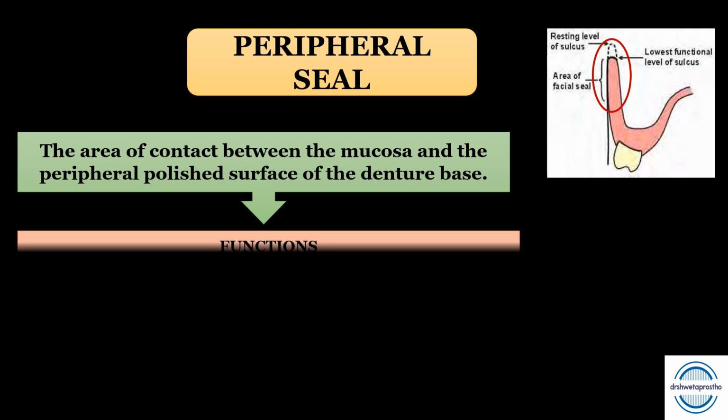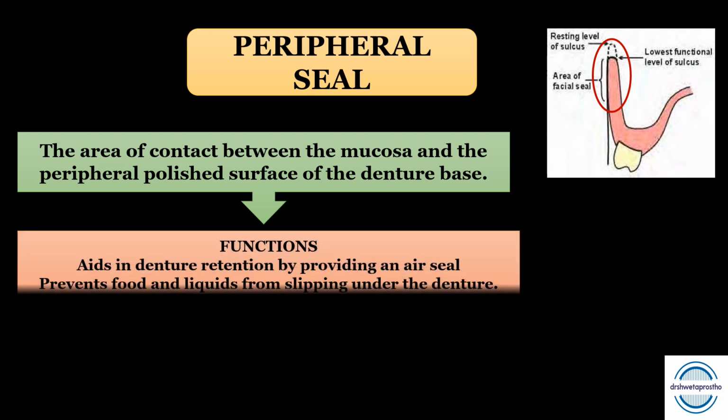Why is this seal important? What are its functions? First, it aids denture retention by providing an air seal. Second, it prevents food and liquid from slipping under the denture. There should be no space. A proper seal should be maintained.